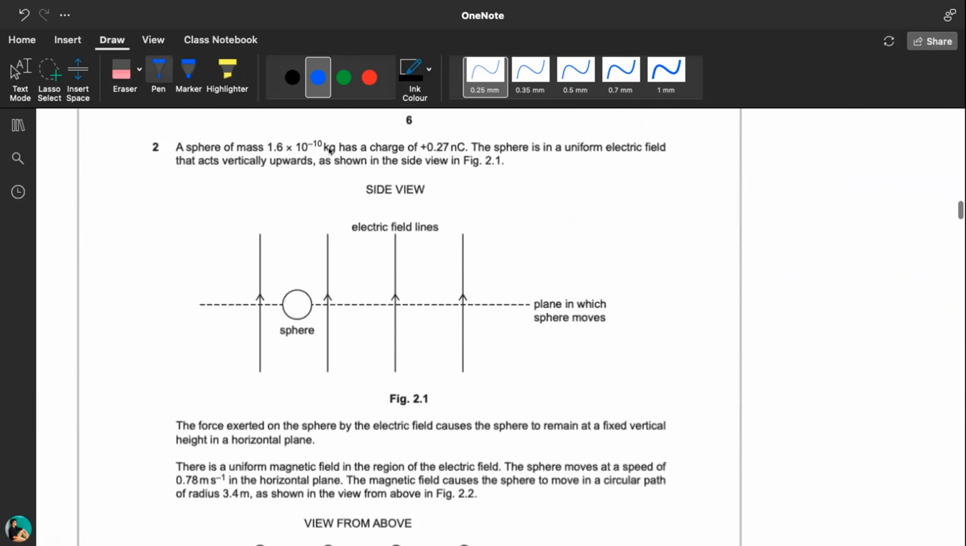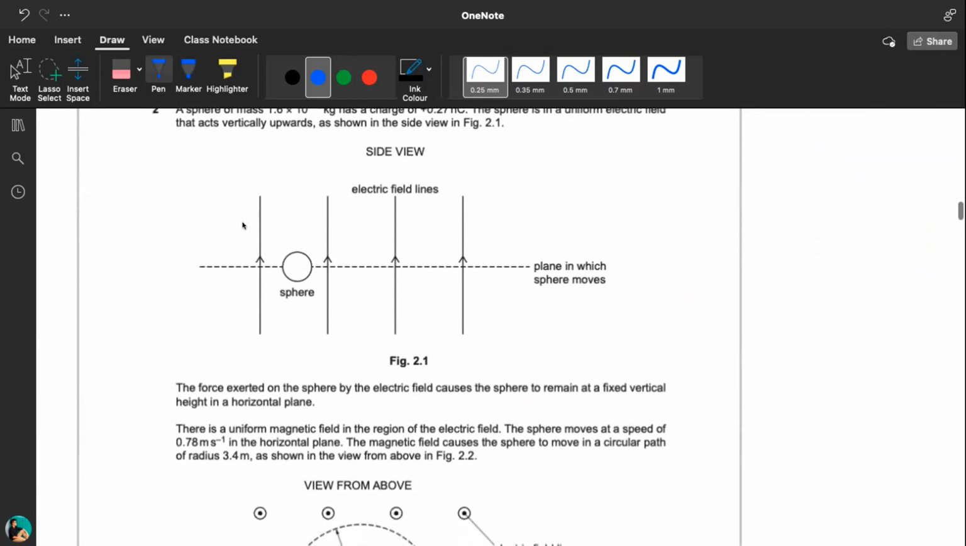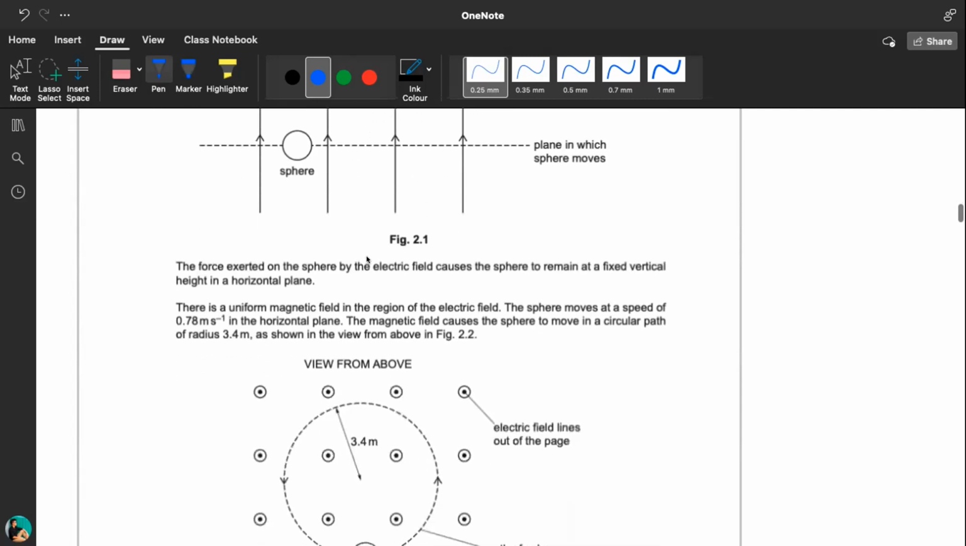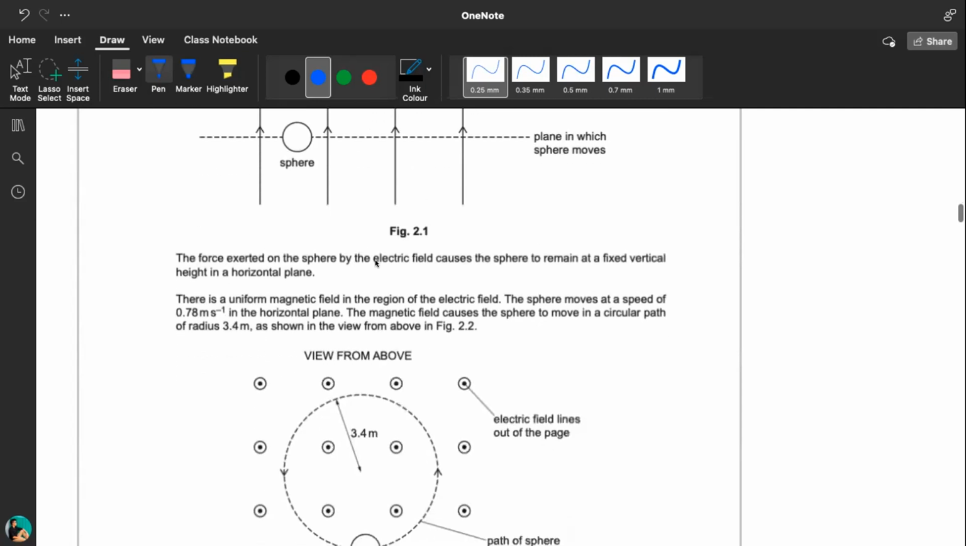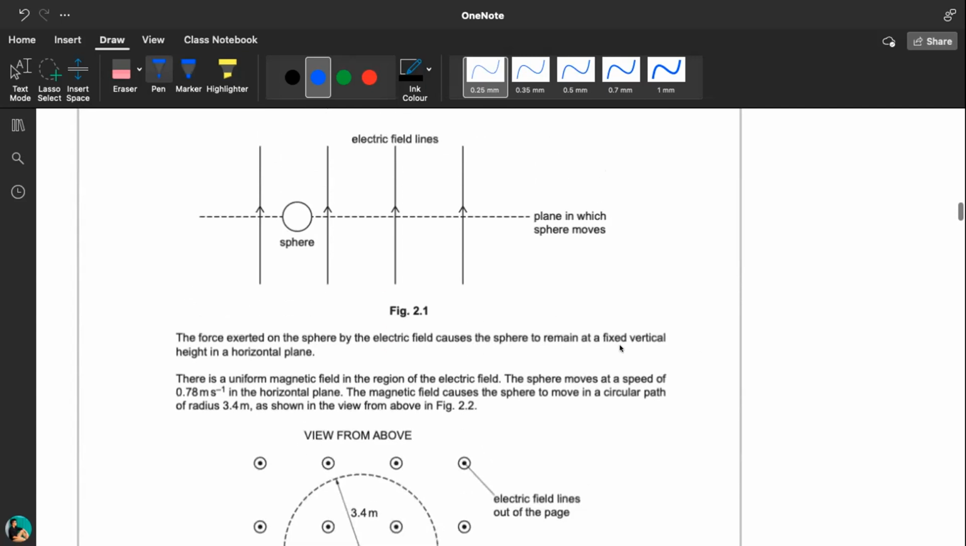Right, a sphere of mass 1.6 times 10 to the power of minus 10 kg has a positive charge. The sphere is in a uniform electric field that acts vertically upward, as shown in the figure. So this is showing a side view. The force exerted on the sphere by the electric field causes the sphere to remain at a fixed vertical height. So when you see it says fixed vertical height, that means forces must be balanced. So you have the mg, and then you will have another force upward.